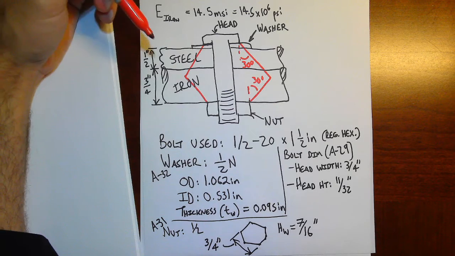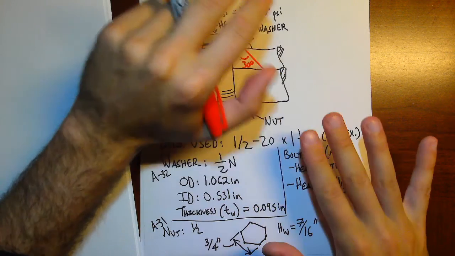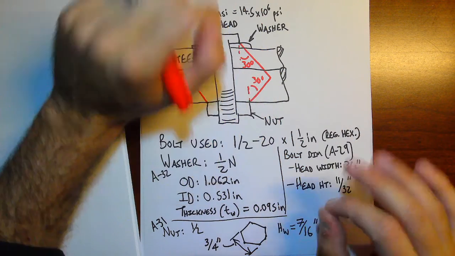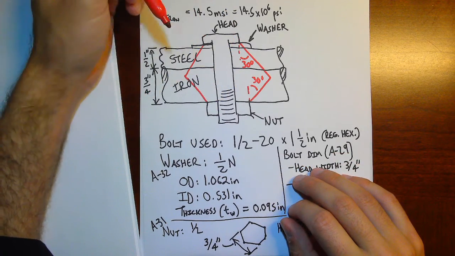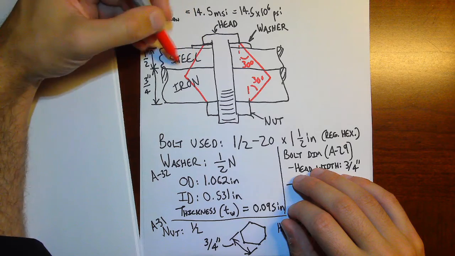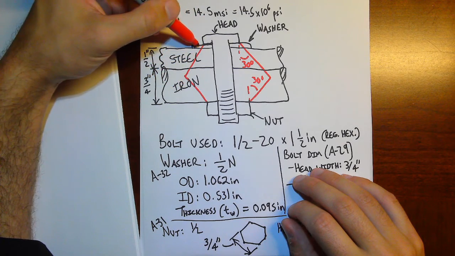And if the materials were the same, this would be really easy. I wouldn't have to do more than one computation. I know that it would be the exact same thing for both the top and the bottom member. However, that's not what we have here. We have two different materials, including the washer.